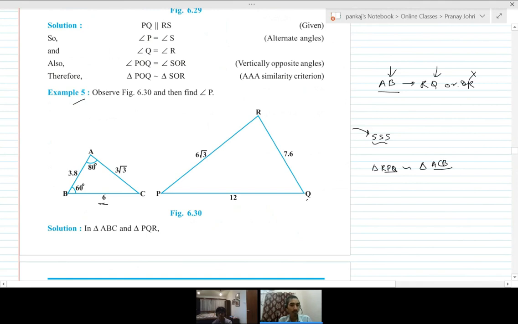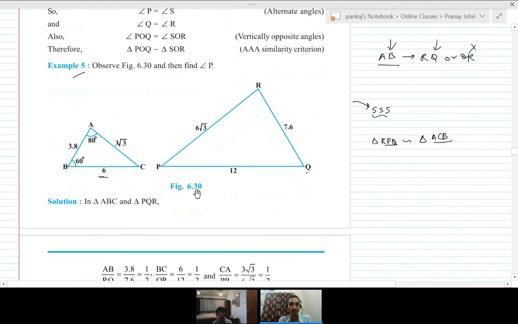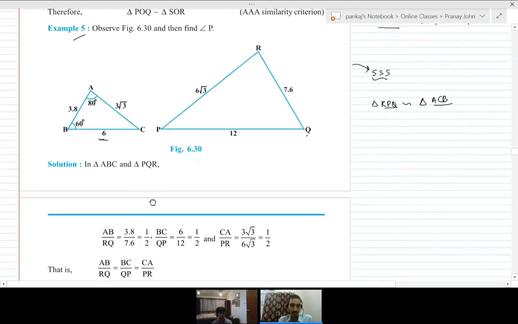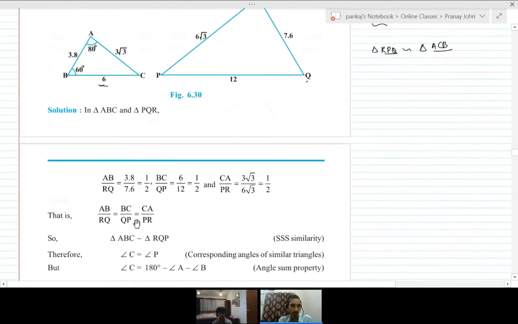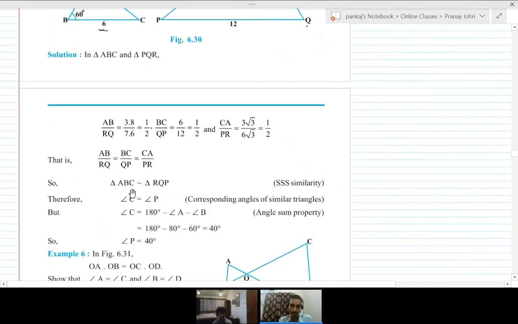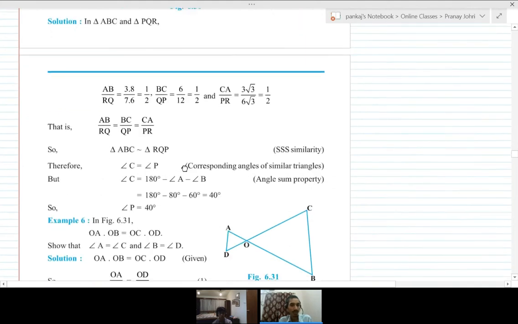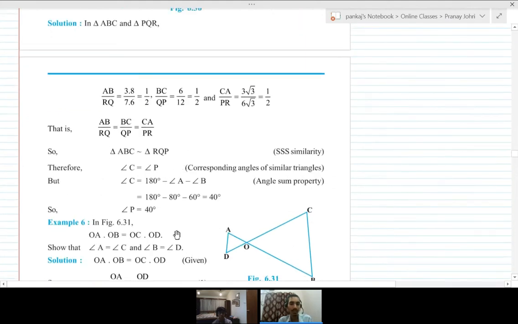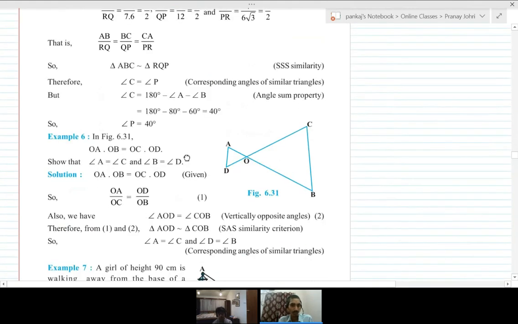Is it okay? That's why I was spending so much time on this, because this is where we'll make mistakes, and this is where things will become more sophisticated in future questions. So you need to take care of this. Again, they found out the ratios. They equated the ratios of corresponding sides. They proved using the similarity that these two triangles are similar. The corresponding angles are equal. Hence, the angle P is equal to 40 degrees.